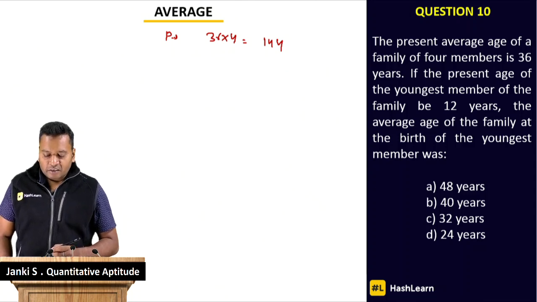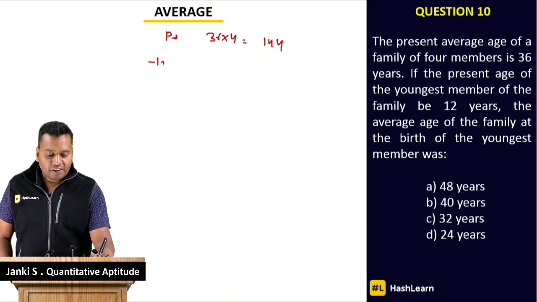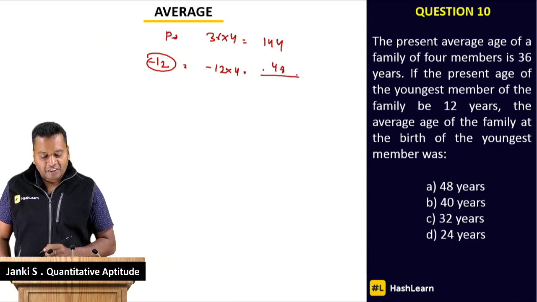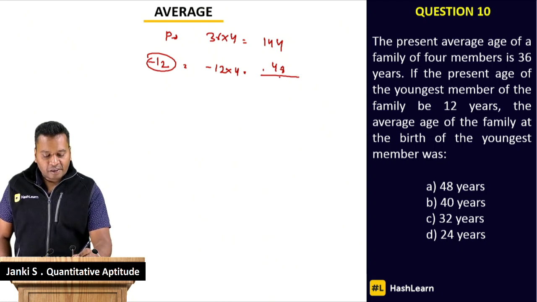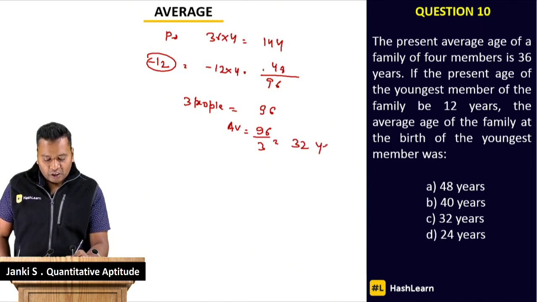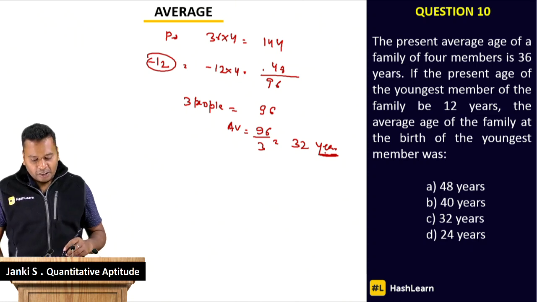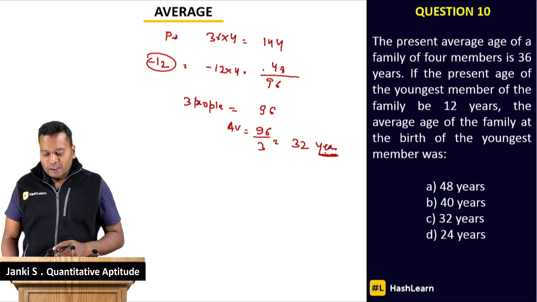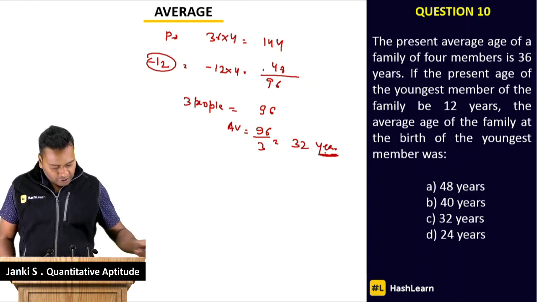And it's given that the present age of the youngest member is 12, that means I'm talking about 12 years back. So 12 years back, how much do I have to reduce? I have to reduce 12 for every person and 4 people are there. That means 48 is the figure I have to reduce from this. If I reduce 48 from this, my figure is how much? That's about 96. So for these 3 people, it was supposed to be 96. So the average at that time is 96 by 3, that's nothing but 32 years. My value will be 32 years in this case.